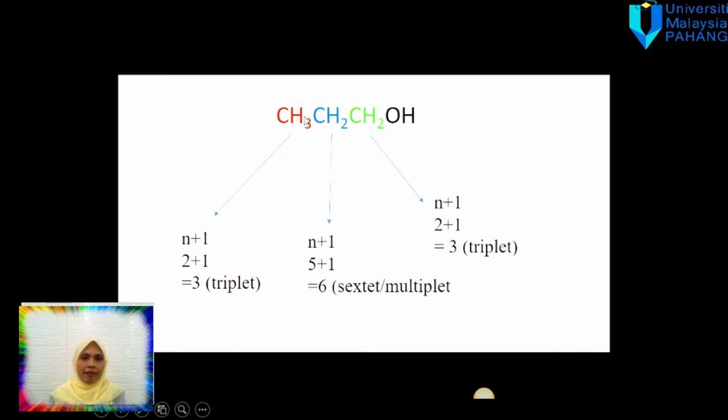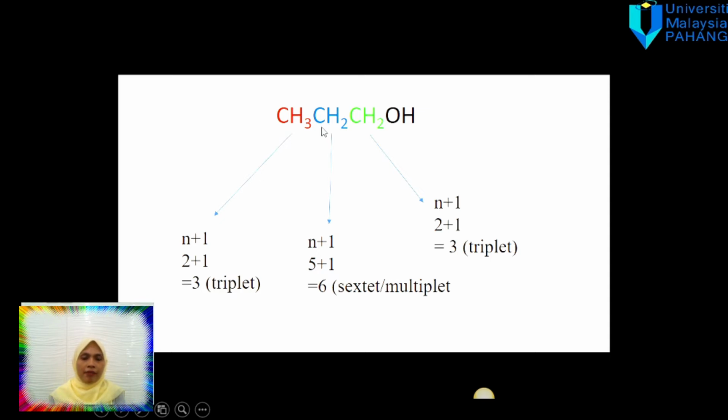Let's see this environment, this methyl proton. How can I know the splitting pattern of this proton? I have to cover this proton and look at the neighboring protons on the left and right side. So I have to look at both sides. On this side, is there any neighboring proton for this CH3? No. So only on the right side, which is 2. By using the n plus 1 rule, 2 plus 1 becomes 3. The splitting pattern for this signal is a triplet.